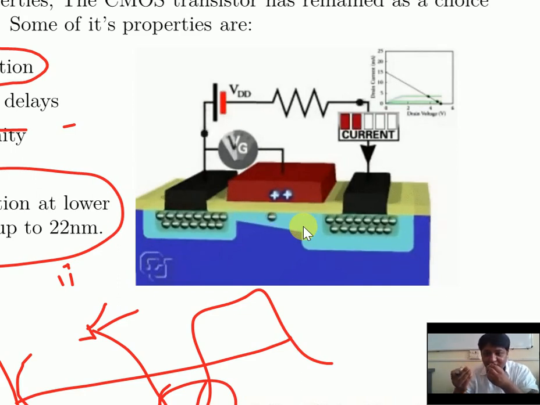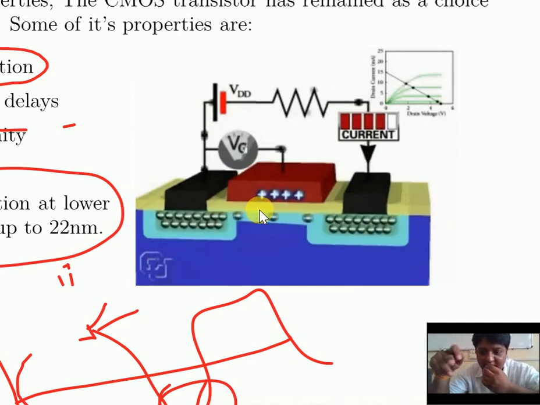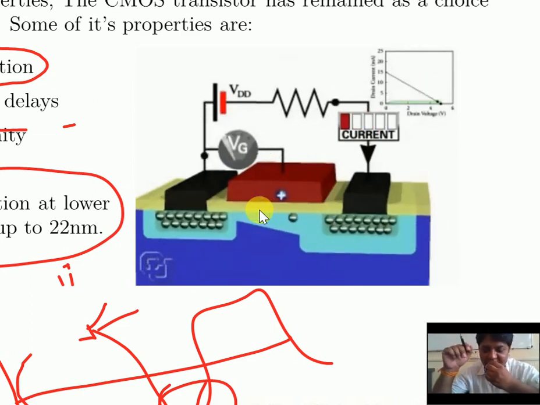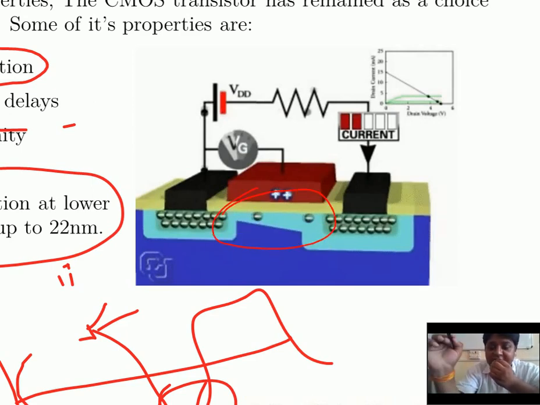Fine. So these electrons will keep on increasing depending upon the gate voltage. There is a limitation on how much gate voltage you can apply. I will take the help of a graph to explain that. So this is how your NMOS works. And this particular area is known as the channel. You call it the channel between source and drain. Fine. So this is your channel.